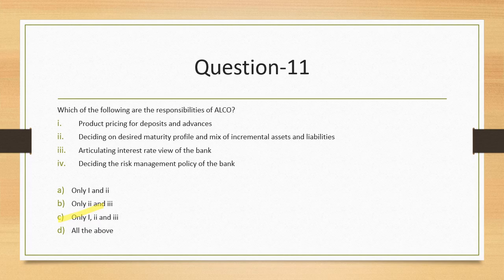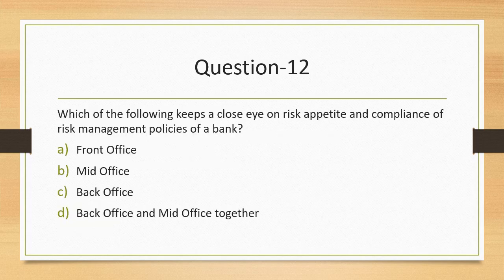Now we are left with 4 questions. I hope your journey so far in this video has been interesting. Which of the following keeps a close eye on risk appetite and compliance of risk management policies of a bank? So we have front office, middle office and back office, but this job is typically performed by the mid office, right? Mid office is the watchdog actually, and it is responsible for doing this.